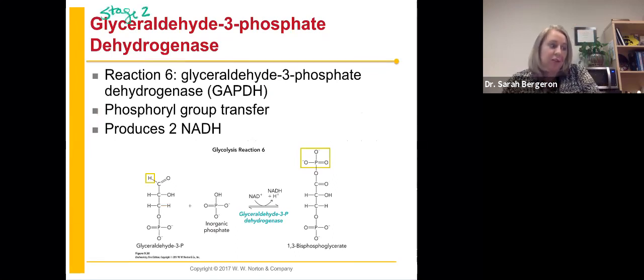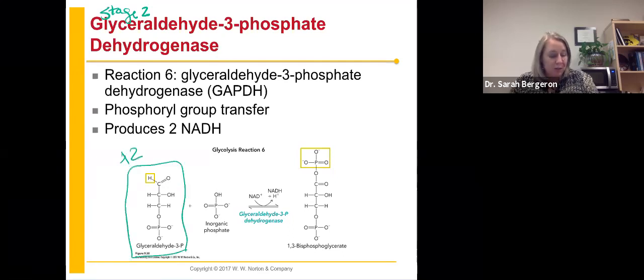Stage 2. And stage 2 really has some key features inside of it. So inside of stage 2, we have those 2 glyceraldehyde-3-phosphate molecules per that 1 glucose. So we have this glyceraldehyde-3-phosphate right here. We have really 2 of these, so it's really times 2, for every 1 glucose molecule.